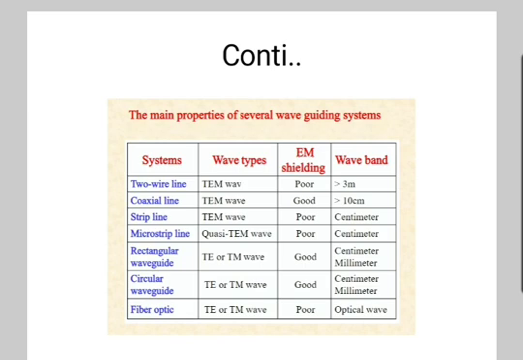For microstrip line, the wave type is quasi-TEM wave and EM shielding is poor. For rectangular waveguide, the wave type is TE or TM. Here TEM wave type is not used, and EM shielding is good. For circular also TE and TM, and EM shielding is good. For fiber optic also TE and or TM wave types are used and EM shielding is poor. For fiber optic only, the waveband is optical.